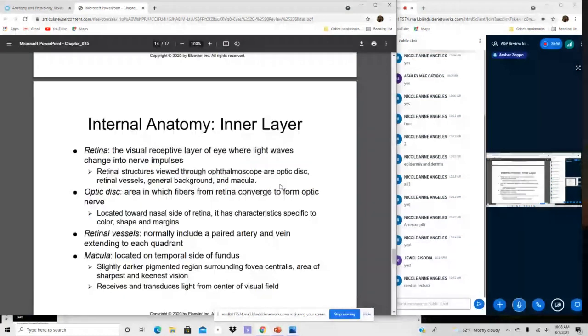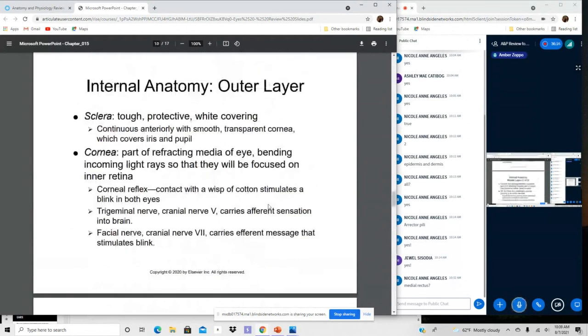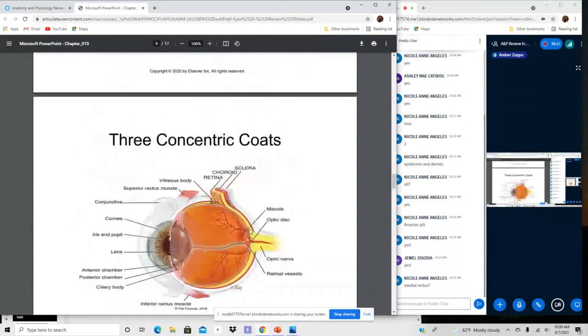Again, we're going to talk about the retina, the internal anatomy of the eye, the innermost layer. The innermost layer contains the retina. It is the visual receptive layer of the eye, where light waves change into nerve impulses. Remember that back part of the eye that we talked about? Back here, it contains a lot of very light-sensitive cells, and it connects to the optic nerve, which will ultimately send those messages to the brain.